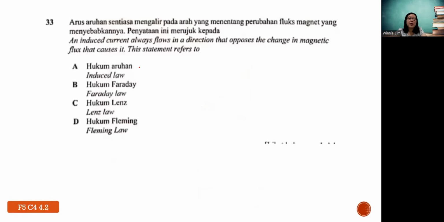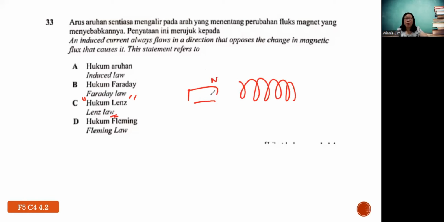Number 33. An induced current always flows in the direction that opposes the change in the magnetic flux that causes it. This statement refers to what? Lenz's law. And Lenz's law is also used to determine the direction of induced current in the solenoid, and in the end result, we know which way the galvanometer deflects. So you have the solenoid idea, right? The general concept about Lenz's law is stated as what? Let's say this North Pole is approaching the solenoid. Because this end of the solenoid wants to oppose the magnetic effect producing it, what happens is it will also produce the same pole. So this is referred to as Lenz's law.